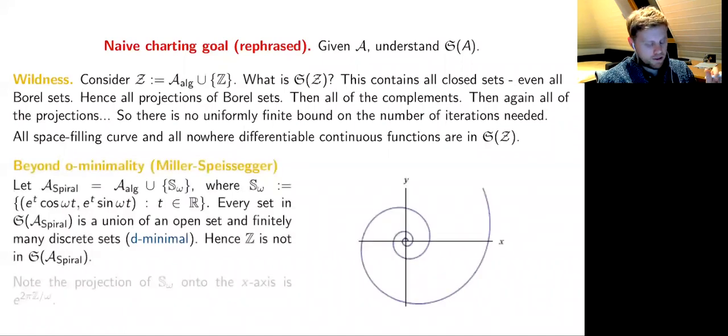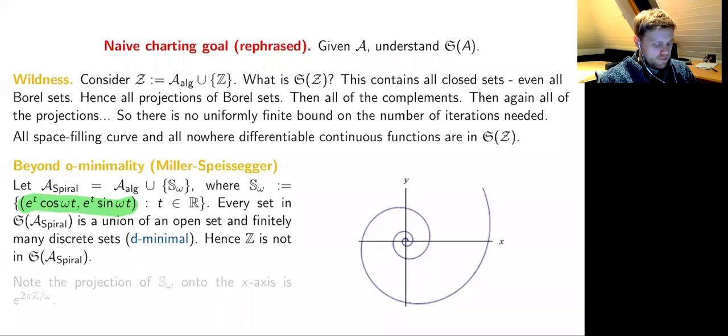However, there are many examples, and the most classical, or the most important example, is due to Chris Miller and Patrick Speissegger, which is the logarithmic spiral. So let S sub omega be the logarithmic spiral, which is drawn over here. And if you want to know the precise formula that defines this very nice object, it's here. What they showed was that every set in the structure generated by that spiral, while it's not o-minimal, so while there are infinite sets without interior, is a union of an open set and finitely many discrete sets. So that's the property that nowadays is called almost o-minimality.